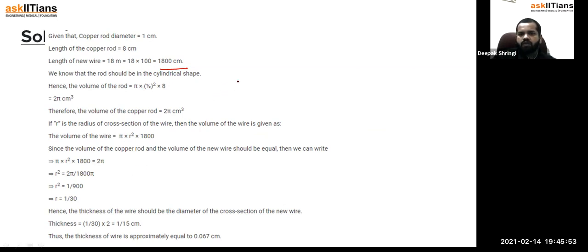Volume of rod will be pi r square. What is r? 0.5, or we can also write it as 1/2. Okay, so (1/2) whole square into your length. What is length? Your 8. So it is basically 2 pi. You know, the volume of copper rod is 2 pi cubic centimeter.